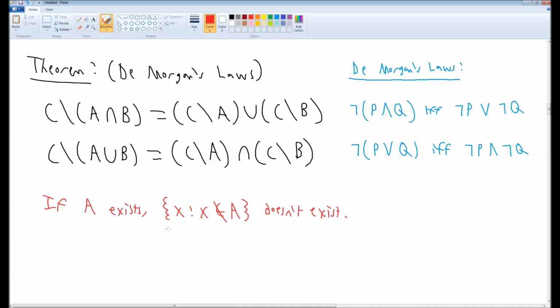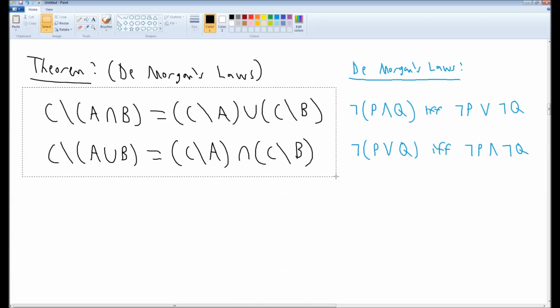Now, the set theory version is a little more complicated because if you have a set A, the set of all things that don't belong to A doesn't exist, because if it did, you could take the union of these and get the set of all sets, which we know doesn't exist by Russell's paradox. However, this theorem here is kind of the closest thing to this.